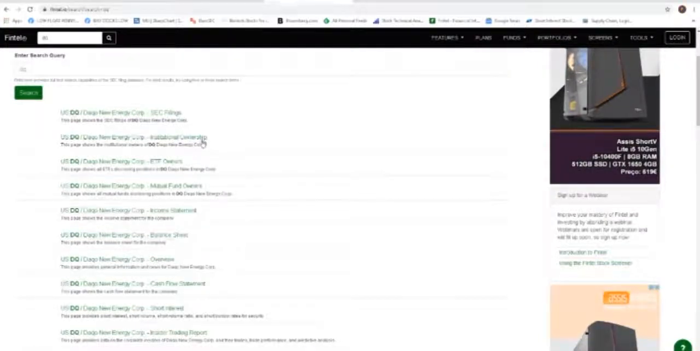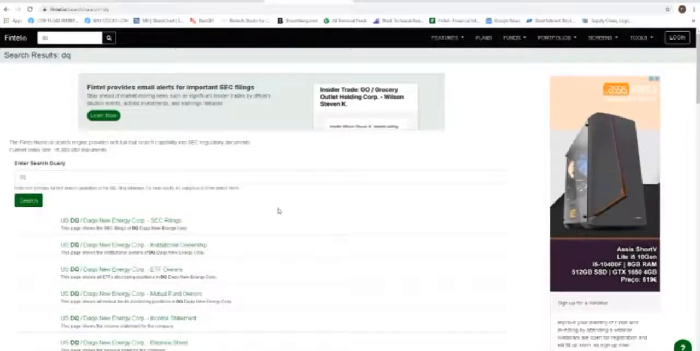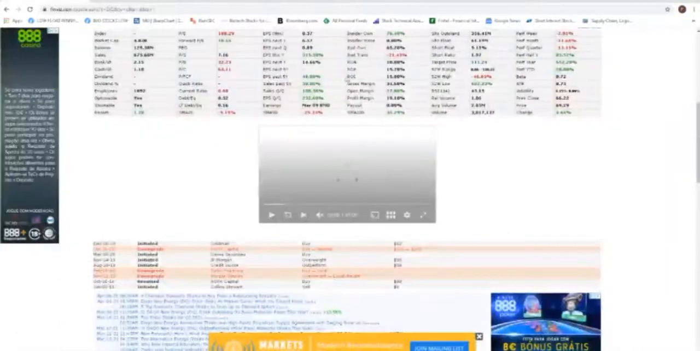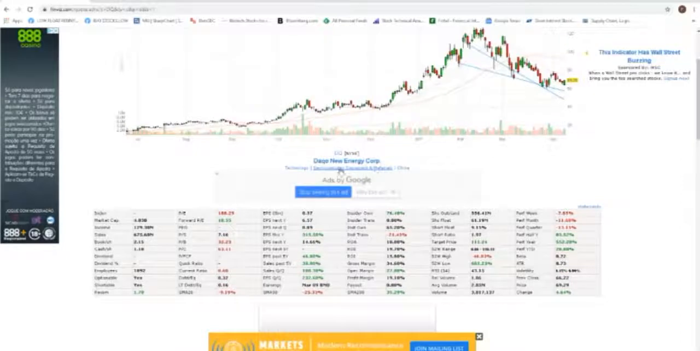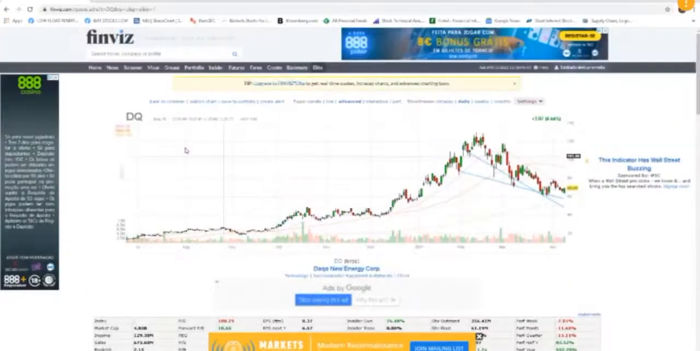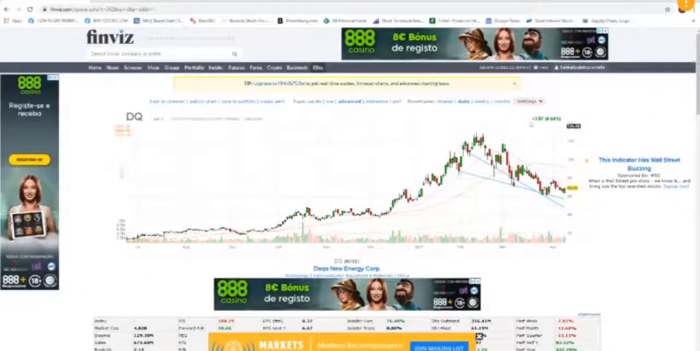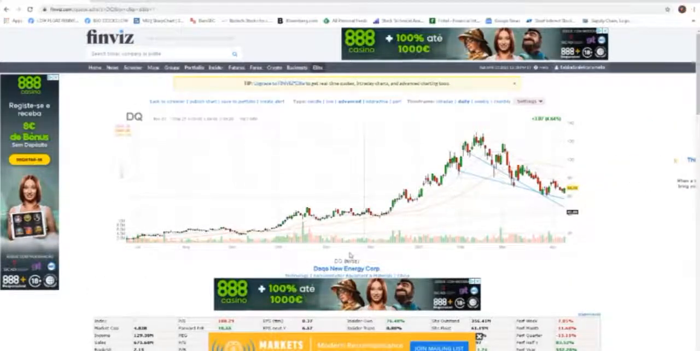Daqo New Energy: SEC filings, institutional ownership, ETF owners. You have mutual fund owners. And then you start digging into filings. And then you start to find catalysts, find dates, find where the stock belongs. Well, materials, what country? Well, China. This is equipment, semiconductor, technology sector. Okay? Go find trends for the technology sector, right?